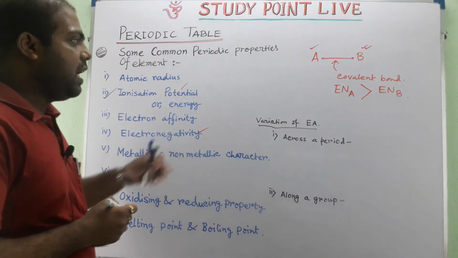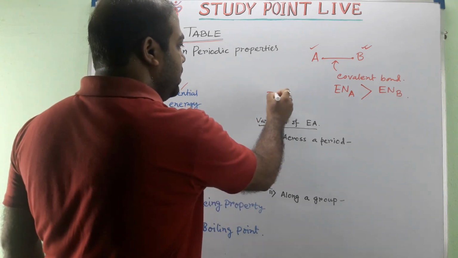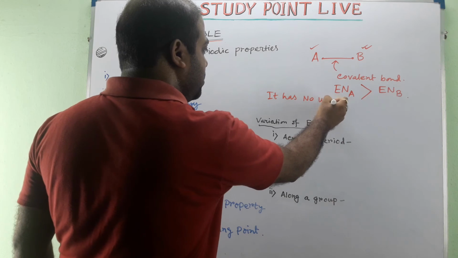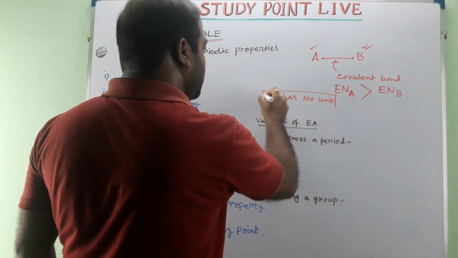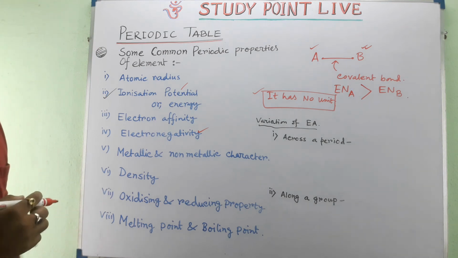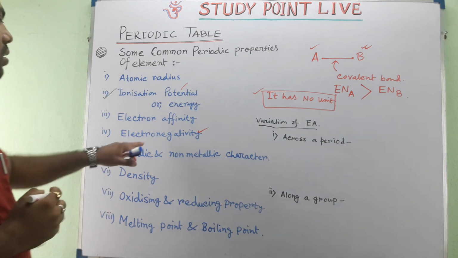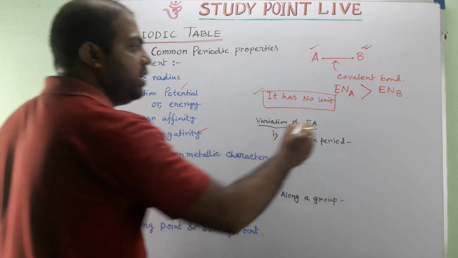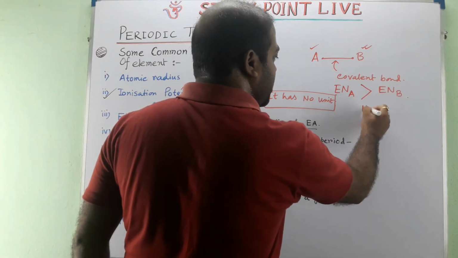But electronegativity has no unit. The highest electronegative element in the modern periodic table is fluorine.